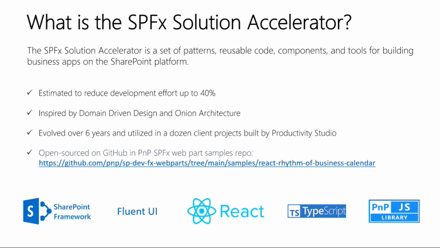But first, as always, a quick overview of the Accelerator. It's a set of patterns, reusable code, components, and tools that are created for building business apps on the SharePoint platform. It has evolved over the last 6 years, and we have used it in the Productivity Studio to build a dozen business apps in that time. The Accelerator is open source, and we have published a complete app to demonstrate its features. The SharePoint framework sample is named React Rhythm of Business Calendar.